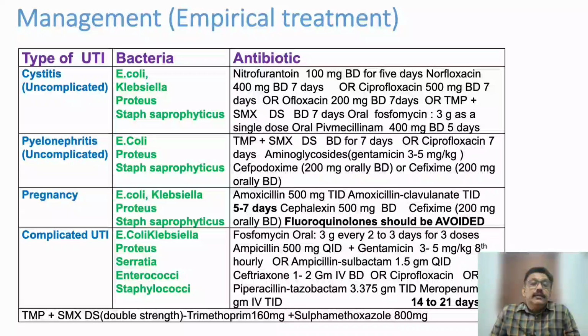Complicated UTI: the main difference between complicated UTI treatment and uncomplicated UTI treatment is the duration of the treatment. Duration of the treatment in uncomplicated UTI is only 5 to 7 days, whereas in complicated UTI it is always 14 days, and sometimes it may extend for some more time. Many months we have to give, like we have to give UTI prophylaxis for many patients who have a structural deformity.